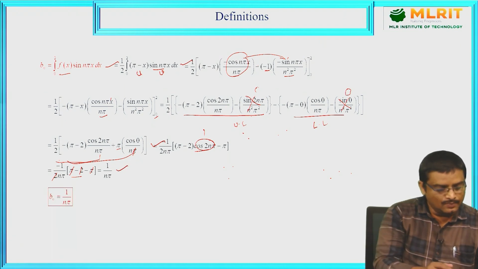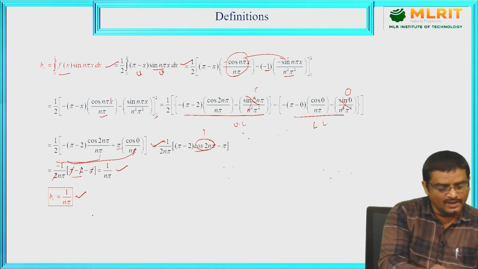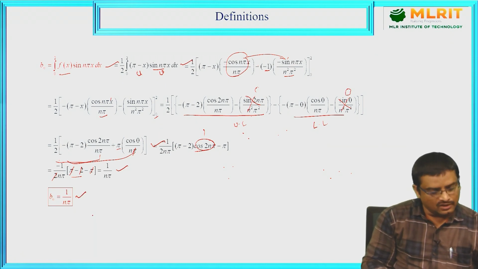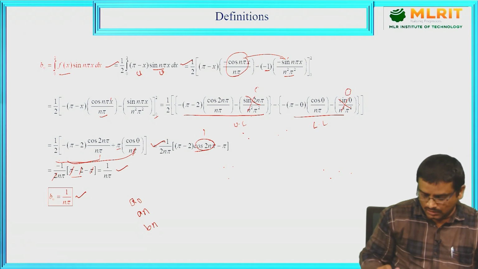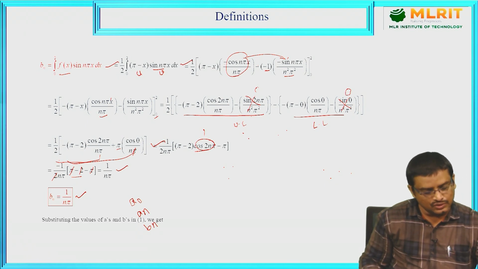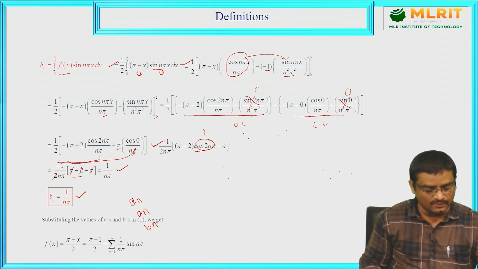So we got Bn is equal to 1 by n pi. So now we got A naught value, we got the value of A naught, and we got the value of An, and we got the value of Bn. Now you substitute all these values in our equation 1.